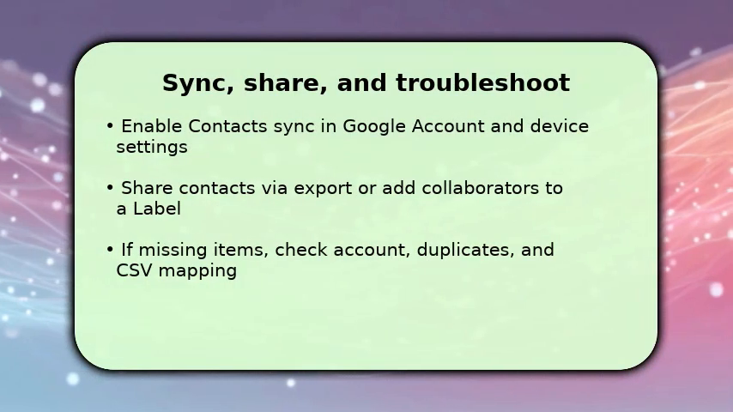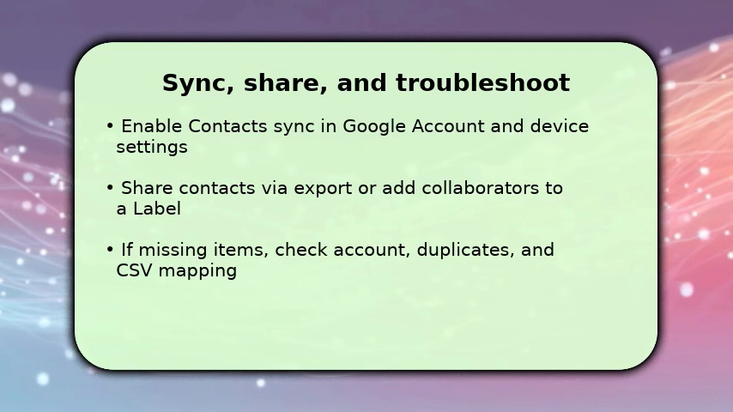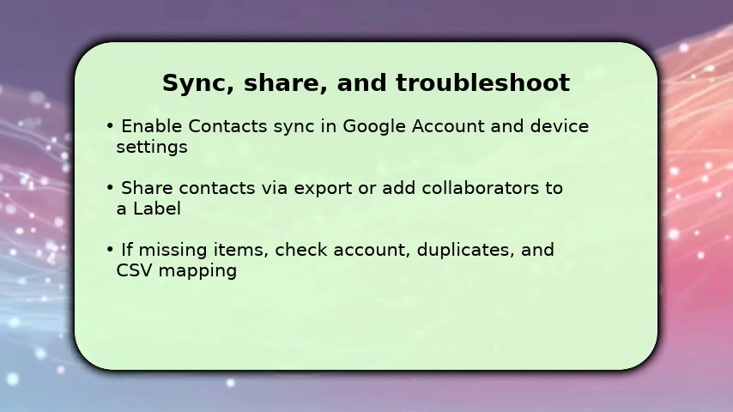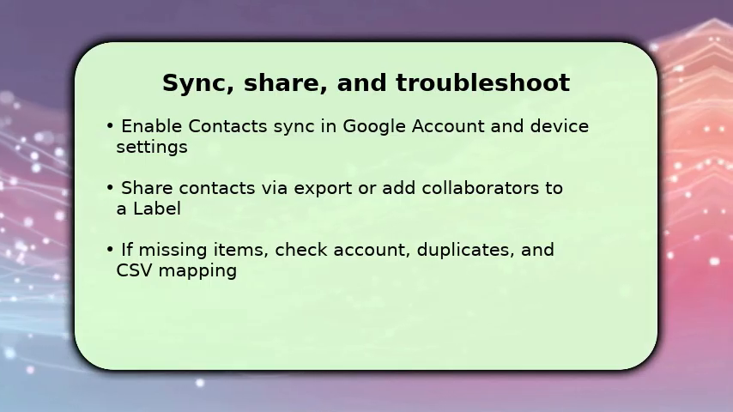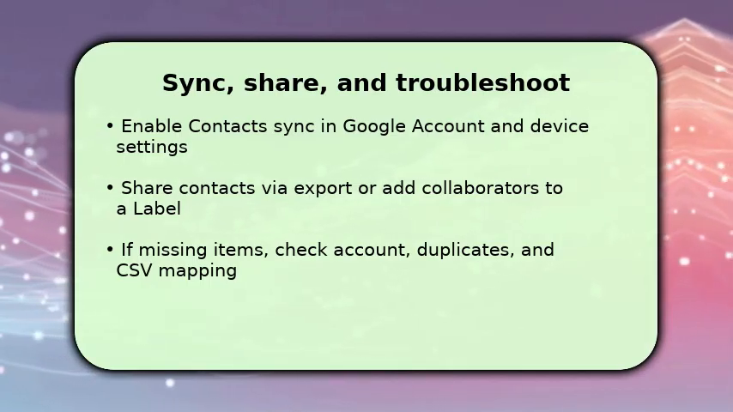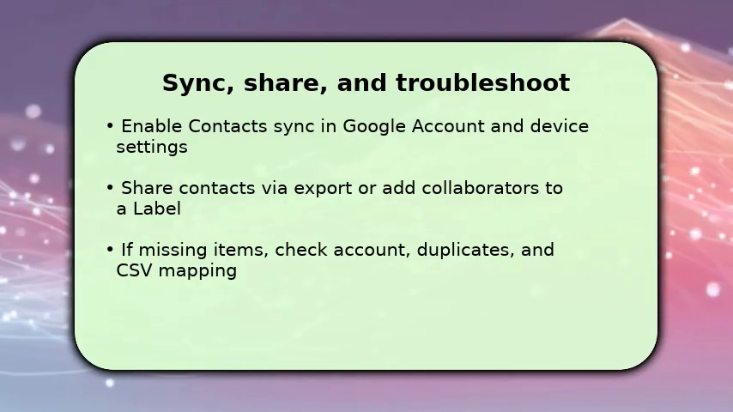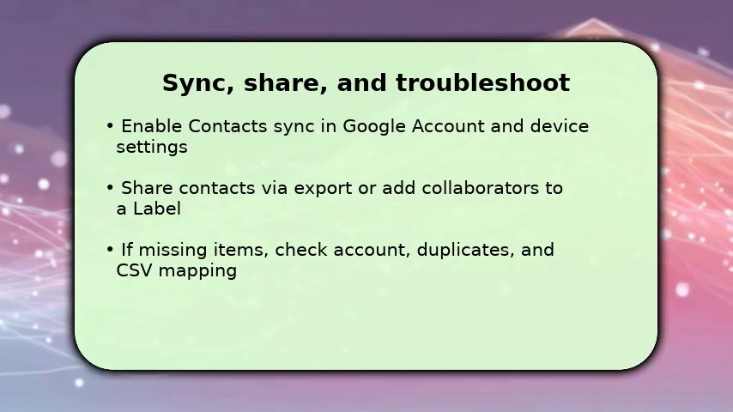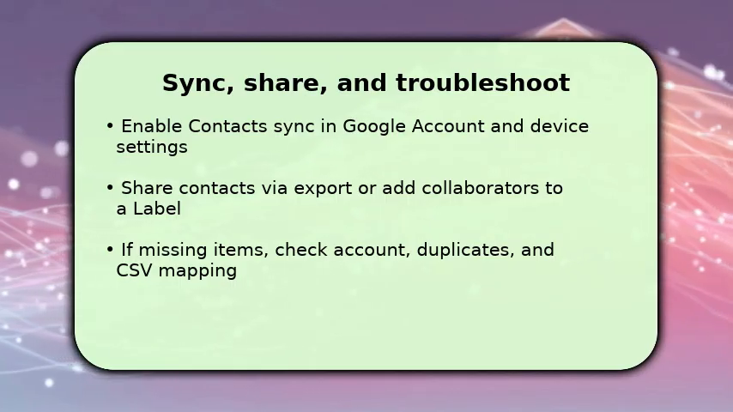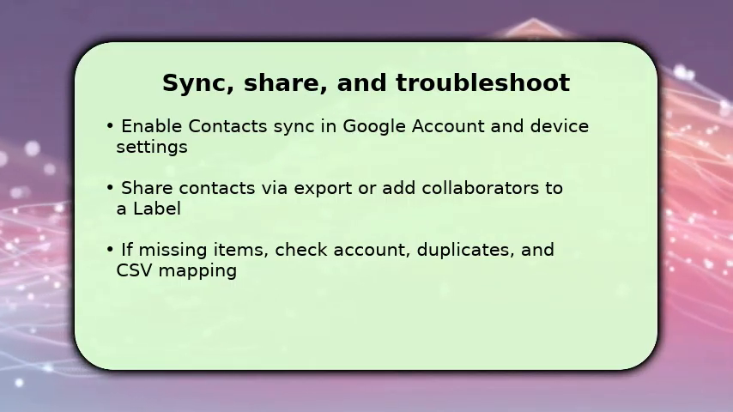Once your list is ready, make sure Contact Sync is enabled so entries appear on other devices. Go to Google Account Settings and Device Sync options to confirm. You can export a label or entire list as CSV/vCard to share or backup, and add collaborators by sharing exported files or using a shared Google Sheet workflow.